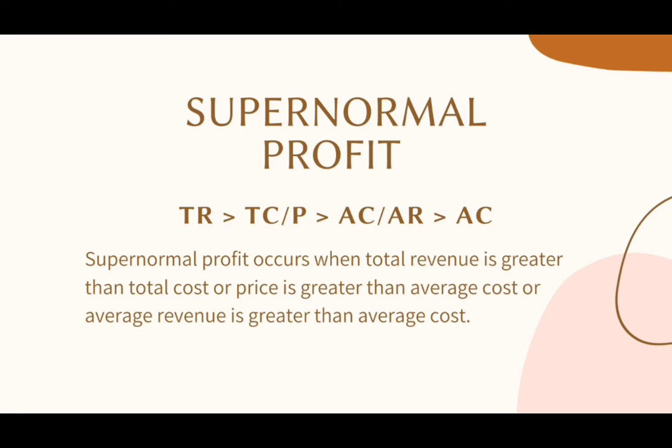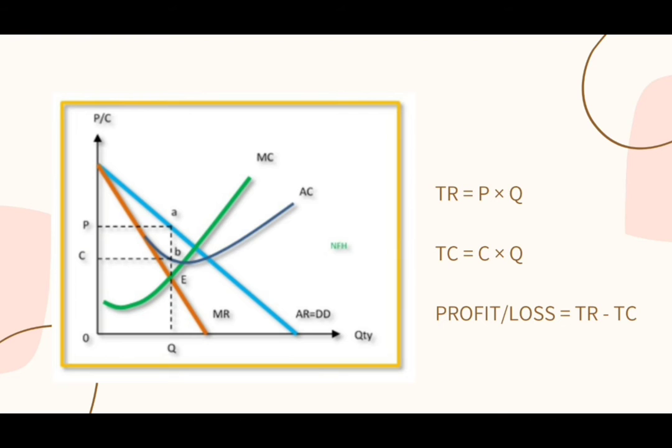Supernormal profit occurs when total revenue is greater than total cost, or price is greater than average cost, or average revenue is greater than average cost. Based on this picture, the MR curve and the AR curve slope downward from left to right, and the AR curve is higher than the AC curve. So, we will find the equilibrium where MC equals MR at point E.